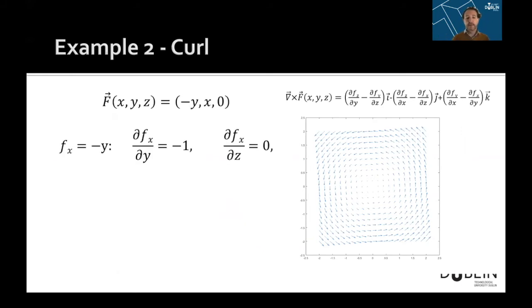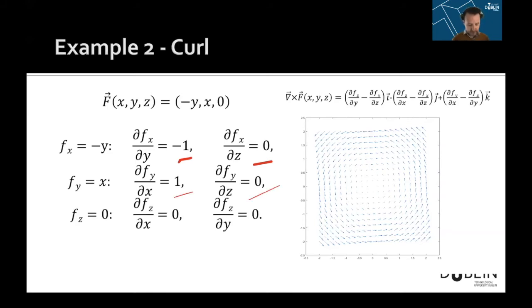So firstly, let's differentiate the x component, the x part, which is minus y, with respect to y, and then z. Derivative of minus y with respect to y is minus 1. Derivative of minus y with respect to z is 0. The y component is equal to x. So derivative of that with respect to x is 1. With respect to z is 0. And lastly, z is 0, so derivative is all 0.